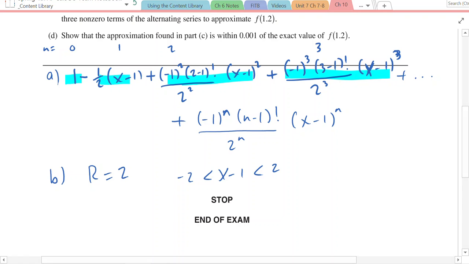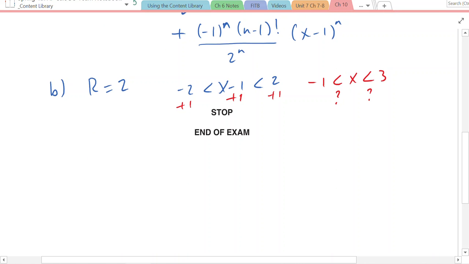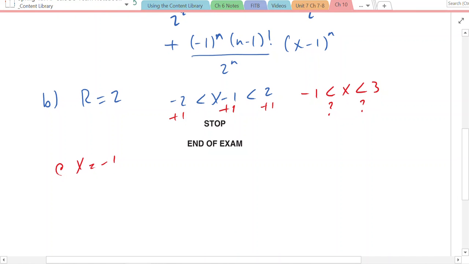Which means if I add 1 to all three parts, then I'm going to get -1 to 3. And the only question mark is at -1 and 3 whether or not it's going to converge. So I have to check. So we're going to do x equal to -1, and we just plug in.